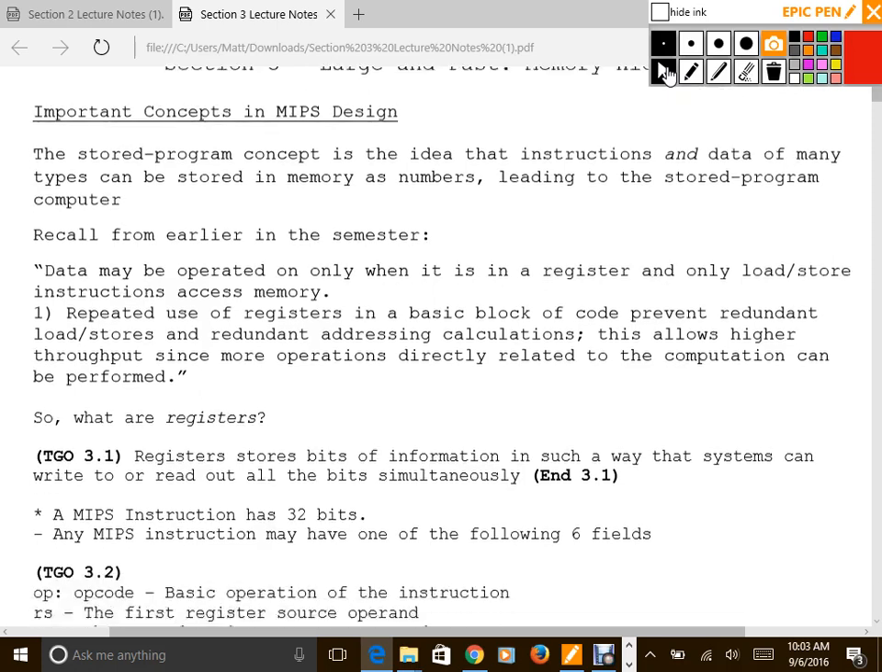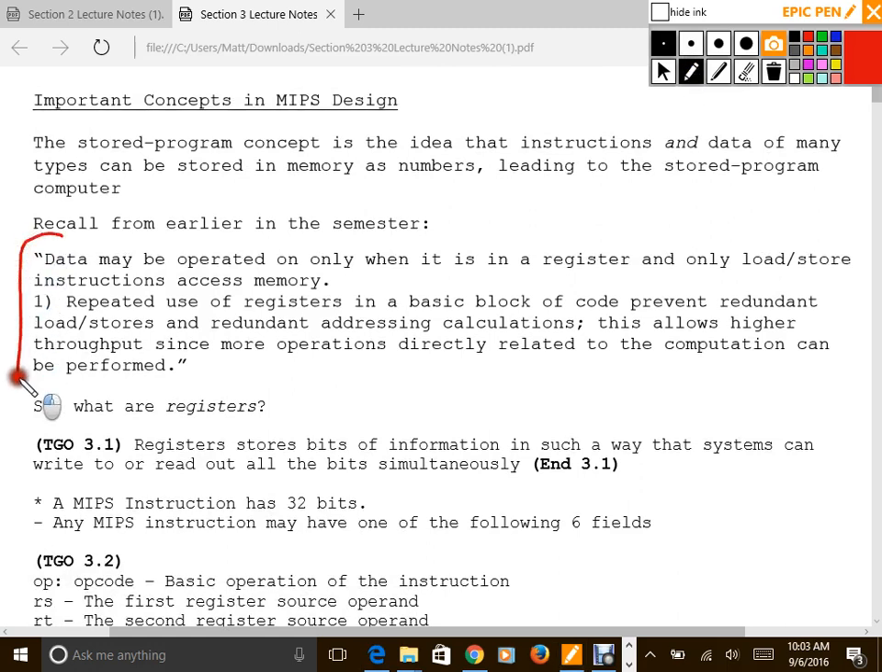So if you recall from one of the TGOs I had here, data may only be operated in a register or in load store accesses. Repeated use of registers as basic blocks of code prevents redundant load stores. So in this section, we're going to learn why that's bad, and we're going to try to make these computations in the registers work faster.